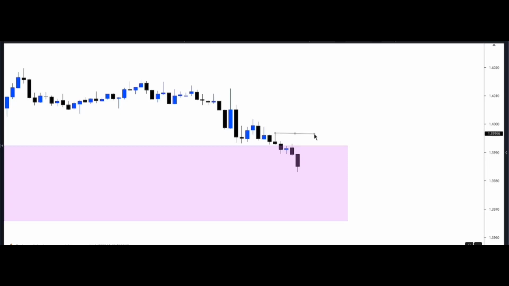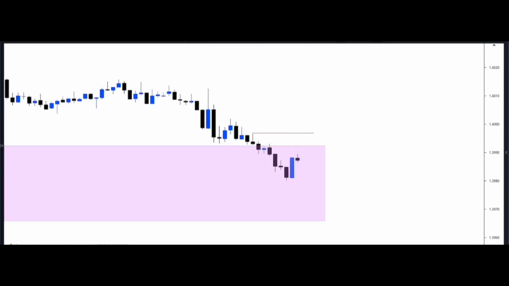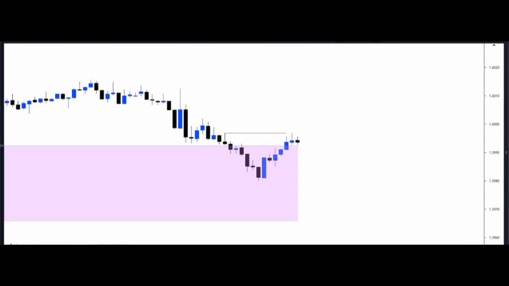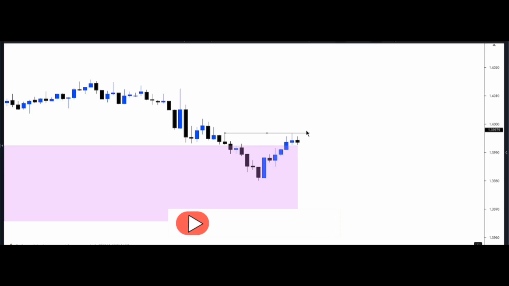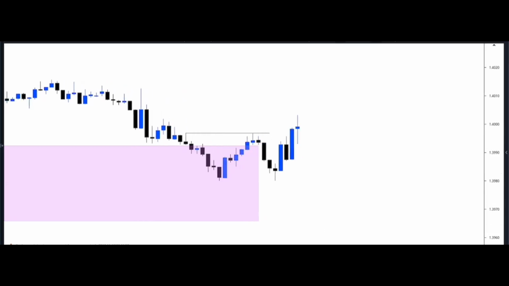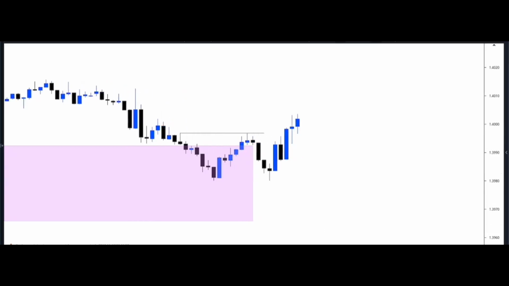Wait for it to take it out. And so we continue. Okay. Has it taken it out? No, that's not taking it out. We want to see this point taken out with a candle closure, that is. Not with a candle wick, with a candle closure. Okay? So let's see. Okay, so now it has taken it out with a candle closure.